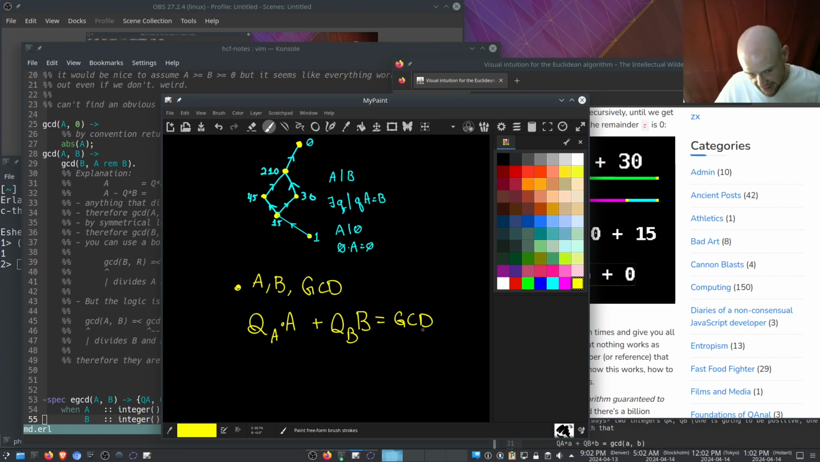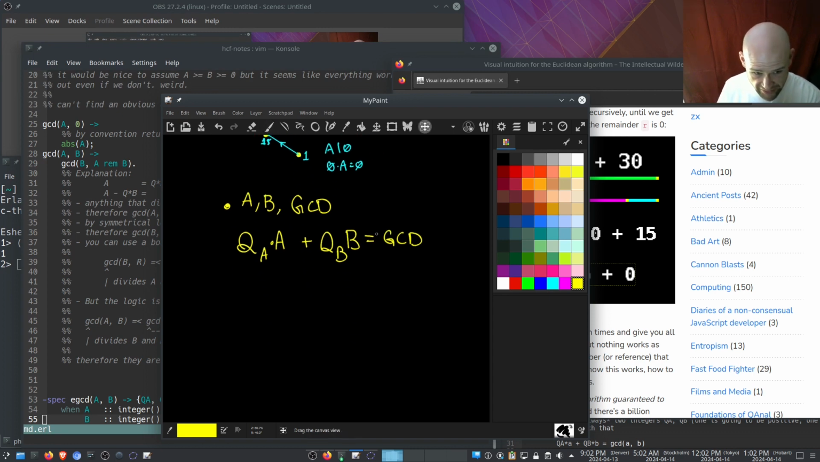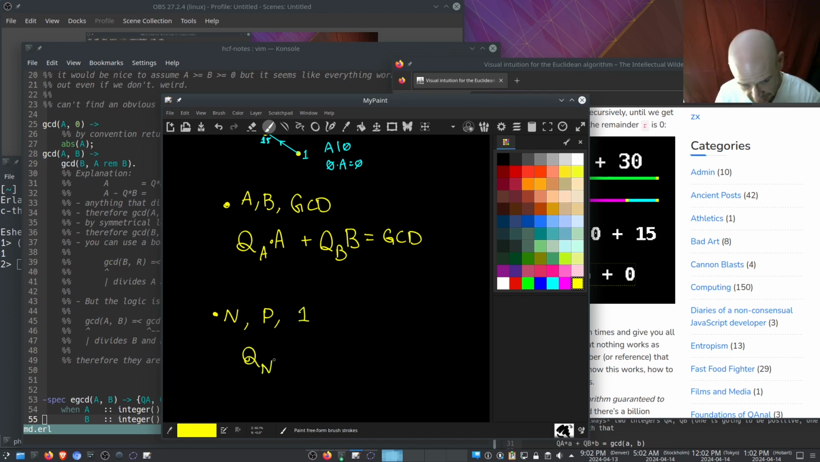Now, the way that this gives you modular division is that, suppose we have n, and we want to find 1 over n mod p, where p is a prime. Well, the GCD is going to be 1. We're going to be able to find Q sub n times n plus Q sub p times p, which is equal to 1, because that's going to be their GCD, because that's what a prime number is.